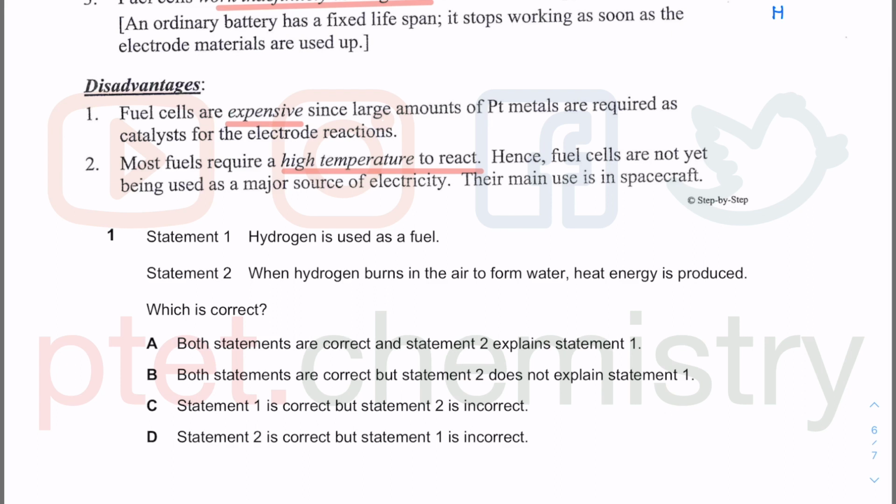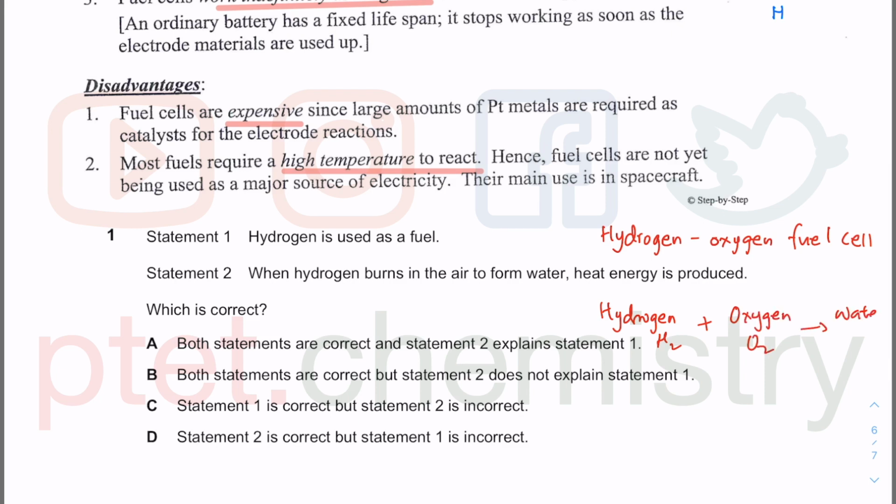Just one question to wrap up this concept of the hydrogen-oxygen fuel cell. It's called a hydrogen-oxygen fuel cell because the hydrogen has to react with oxygen. Remember, hydrogen H2 has to react with oxygen, which is O2, and you get water, which is H2O. And of course, you need to know how to draw dot and cross. You also need to know how to balance equations: 2H2 plus O2 gives you 2H2O.